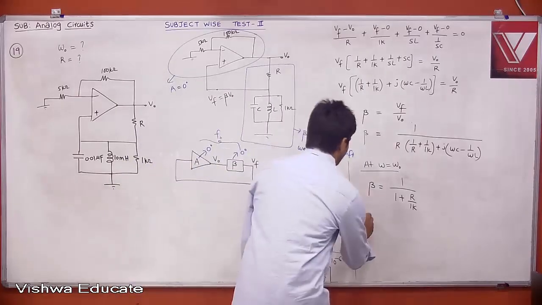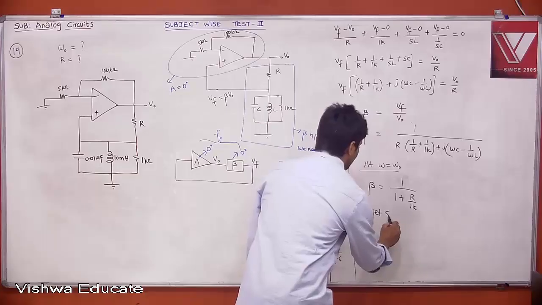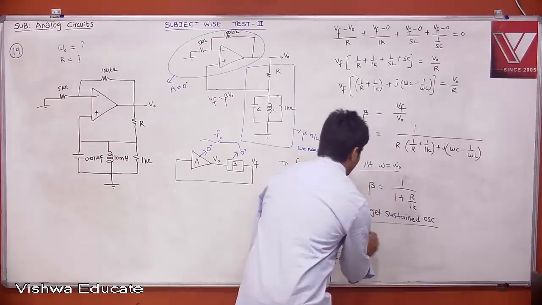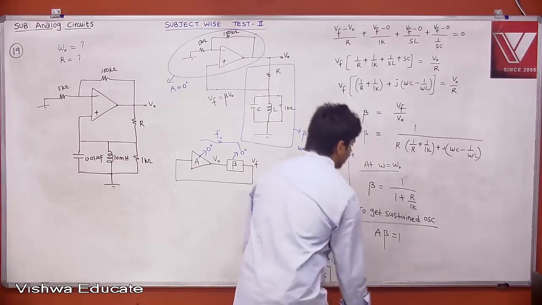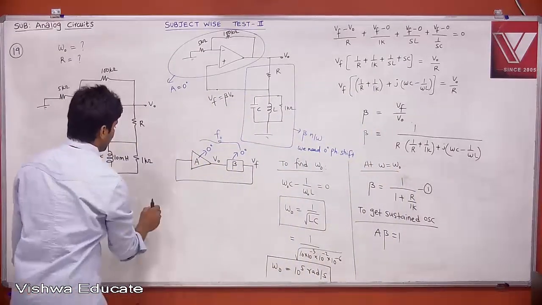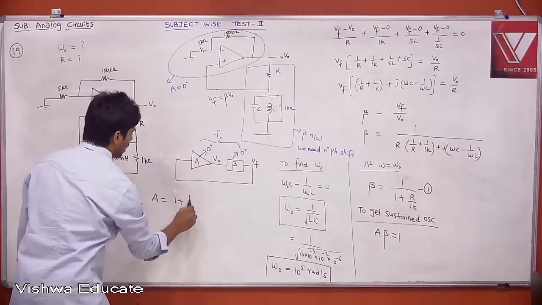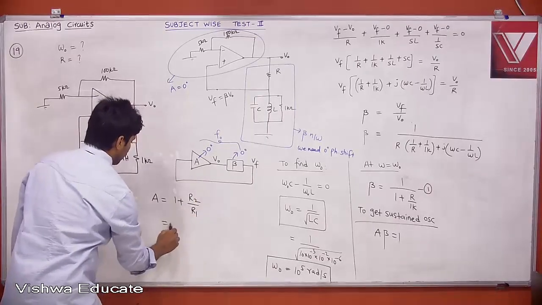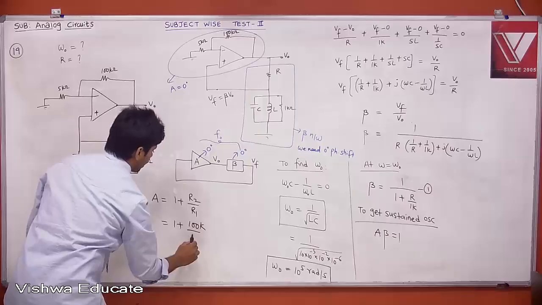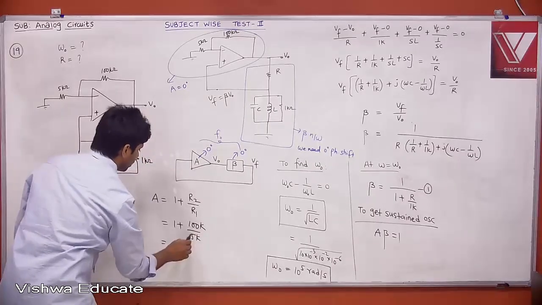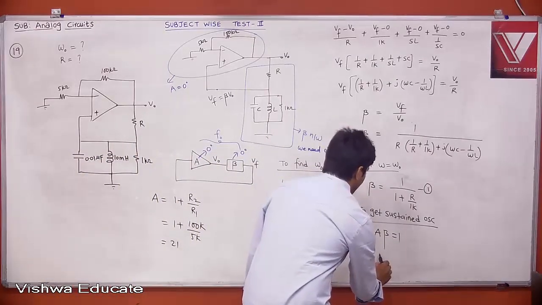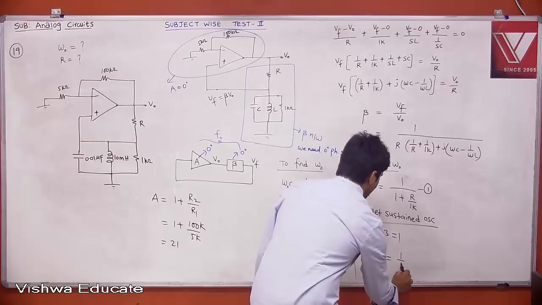To get sustained oscillations, according to the Barkhausen criterion, your A into beta should be equal to 1. Call this equation 1. But what is your A? Your A is nothing but 1 plus R2 by R1. 1 plus, what is R2? 100K. What is R1? 5K. The K's will cancel, it is 21. Therefore, your beta is equal to 1 by A, or 1 by 21.